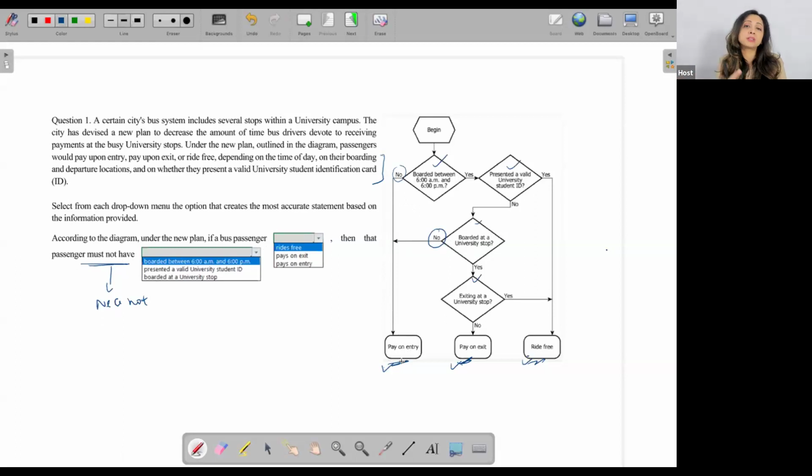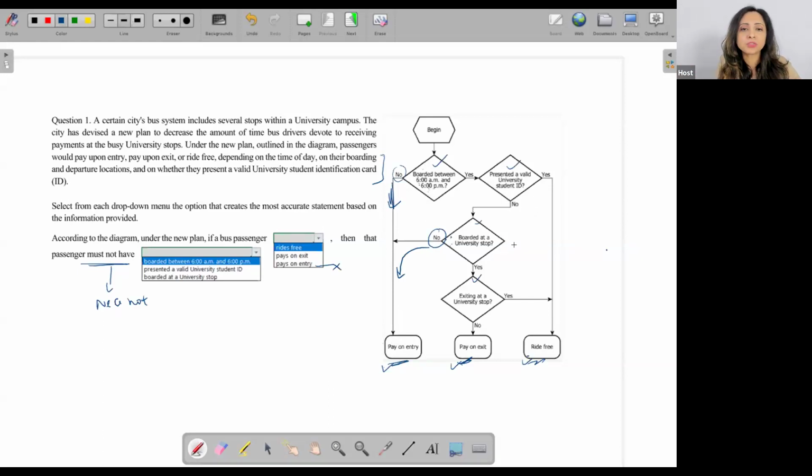So now, if a person is paying on entry, can I say that he must not have? Is there a single necessary condition? There isn't, right? Because the negation of this also leads me to pay on entry, and negation of this also leads me to pay on entry, which means neither one of them alone is a necessary condition. This alone will also take me to pay on entry, and this alone will also take me to pay on entry. So they both are sufficient conditions, but neither one of them is necessary. So I know that pay on entry cannot be chosen over here. This is certainly not the answer.